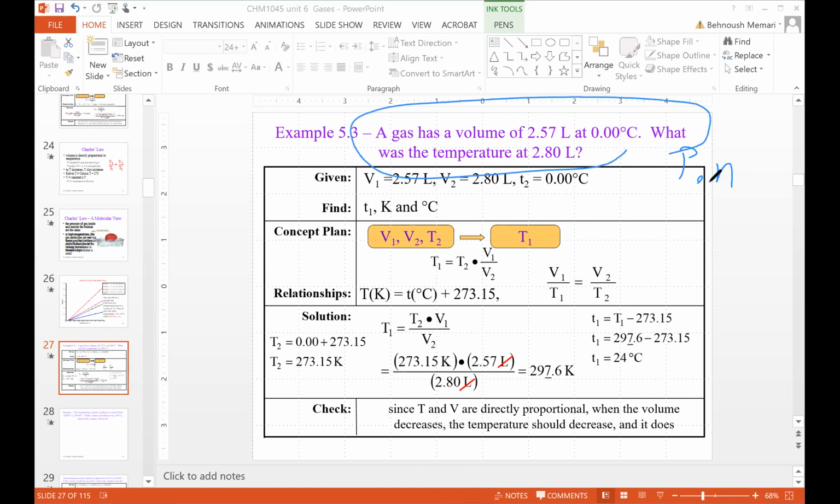In this problem, I don't see any pressure. I don't see any number of moles changing. It says the gas has a volume, so that makes this V1. At the temperature, that makes it T1. The only problem is that this T1 is given in degrees Celsius, and you have to add 273 to make it Kelvin. So you have to do that right away. As soon as you see this, add 273 to make sure it is in the proper unit.